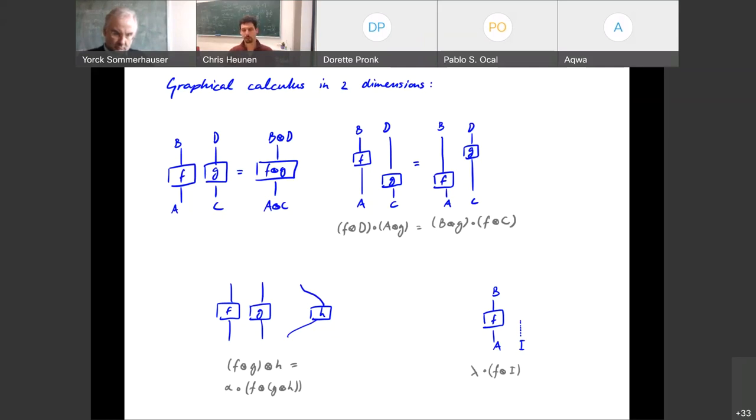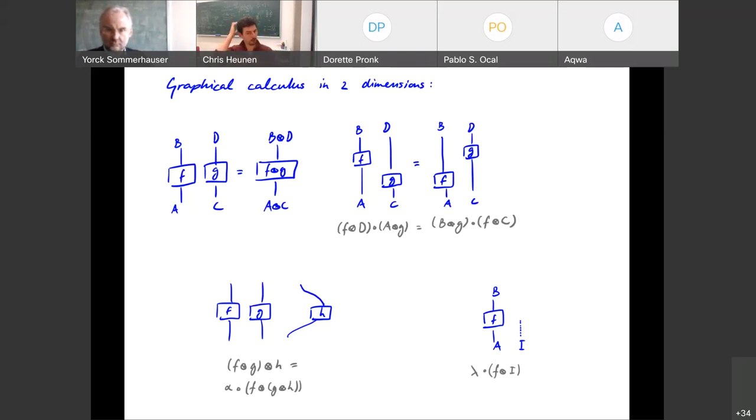If you draw that in a picture, it means I have four objects A, B, C, D, I have two maps F and G. I start with A and C, I do nothing to the A, I do G to the C. And then after that, I do F to the A and nothing to the D. That's the same as doing it the other way around, doing F first and nothing on the right, and G second and nothing on the left, right? You can move these things around. That's why it's called the interchange law.